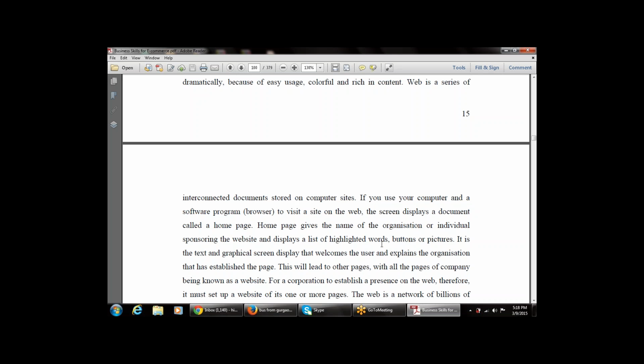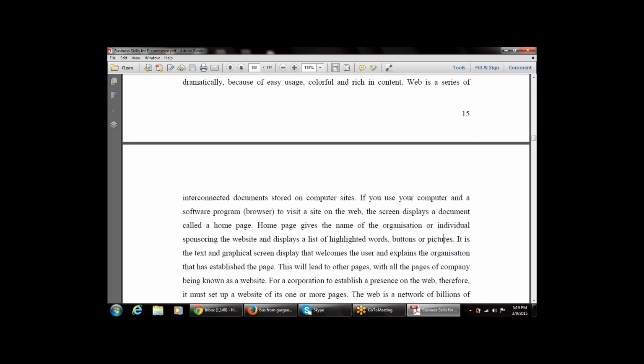So the home page gives an overview of the organization. It gives the name of the organization sponsoring the website and displays highlighted words, buttons and pictures. That is the main crux of the organization, the day-to-day scenarios of the organization. For example, if our organization is conducting any news event, that is also published on the home page.